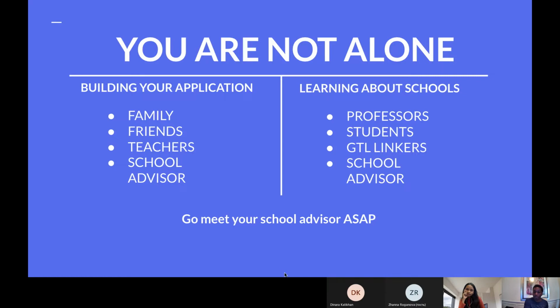Note that in both building the application and learning about schools, the school advisor shows up. That is because the school advisor or school counselor is one of the most important people in your college application. If you haven't met your student counselor or advisor, you should go meet them ASAP. They've seen college applications, but more importantly, they've seen college applications from your school and from your country. So while I might not know what your school curriculum looks like, what your school testing policy looks like, or how your grades will transfer to the US college application system, your advisor, who has definitely had other students apply to the US before, is going to have that information on lock.